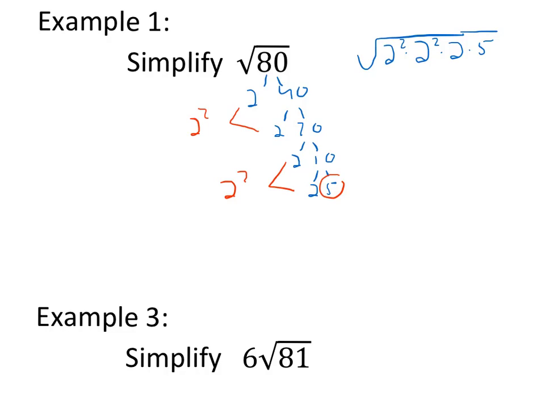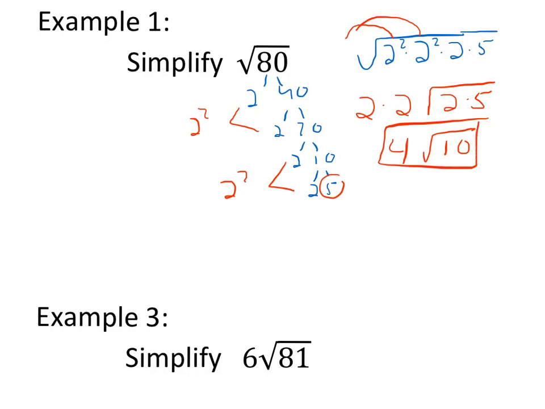Now this is important to me because I know that the square root of something squared is just the number itself. So this comes out as another 2, and inside you still have 2 times 5. So we are left with 4 times the root of 10, and that is considered simplified.